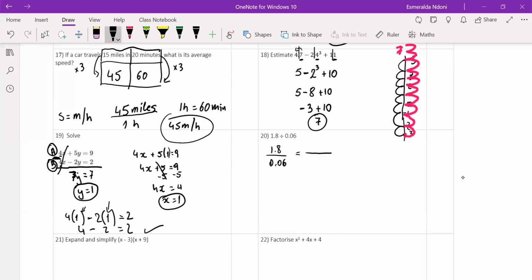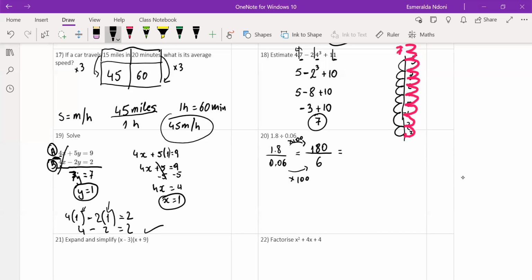Now, I need to write the denominator as an integer because I cannot divide by a decimal. I need to go to 6. That's an integer. This is a decimal. So to go from 0.06 to a 6, I multiply by 100. Whatever I do to the top, I do to the bottom. So 1.8 times 100 is 180.